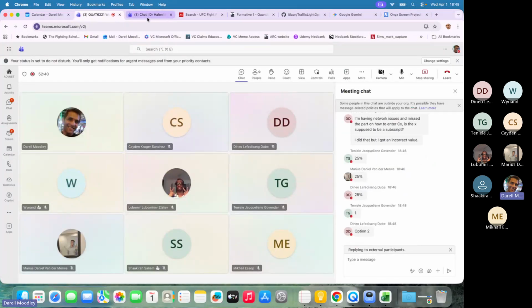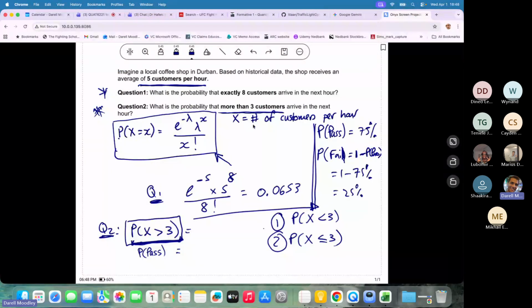Okay, Tanya, you say option 1. Then you say option 2. No one else wants to give it a shot. It doesn't matter whether you get it wrong. It's not about whether you get it right or wrong. You need to gauge what your understanding is of this, and then we'll take it from there.